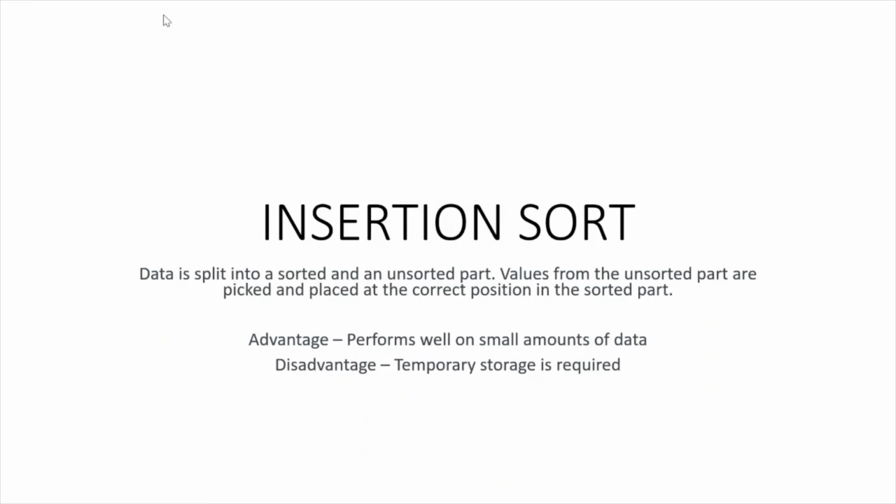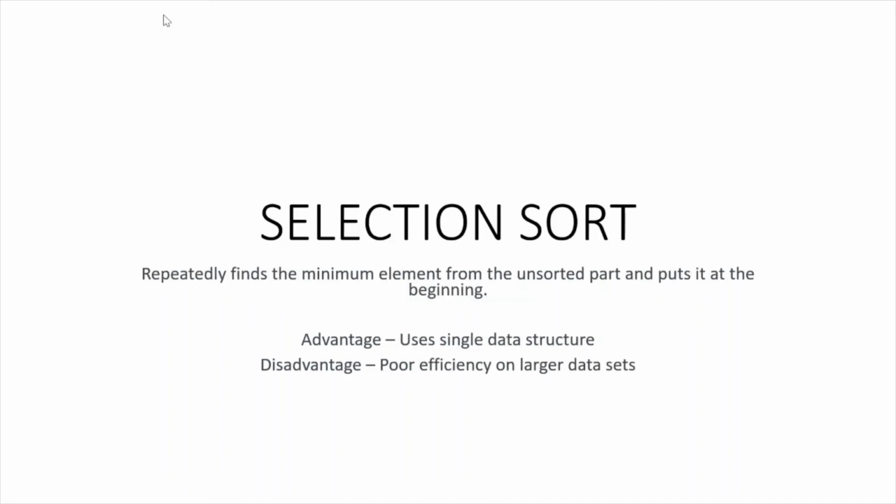An advantage of the insertion sort is that it performs well on small amounts of data, but a disadvantage is that temporary storage is required. And this was shown in the animation when we had to take data out and put it back in to the original data structure. When you take it out, you have to store it elsewhere, and this is a disadvantage. An advantage of the selection sort is that it also uses the singular data structure, like the bubble sort, but a disadvantage is that it has poor efficiency on large data sets.